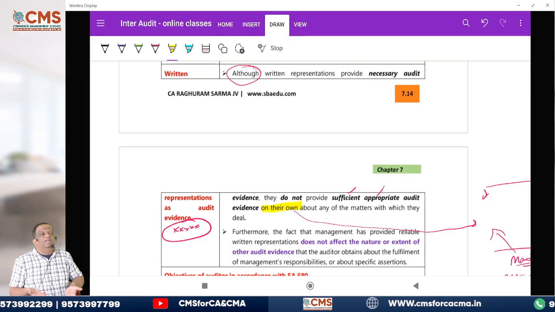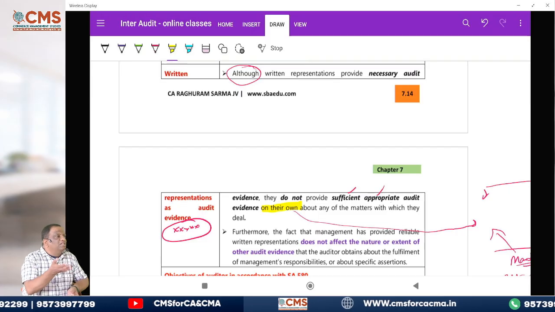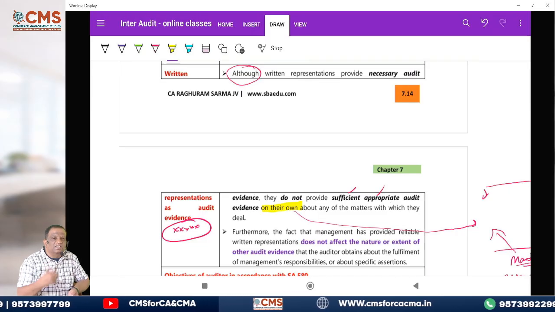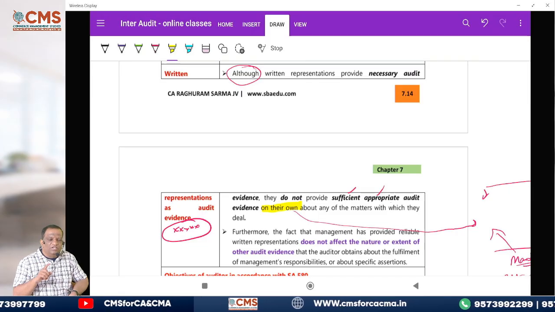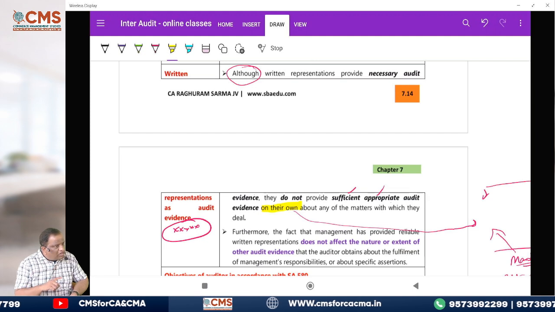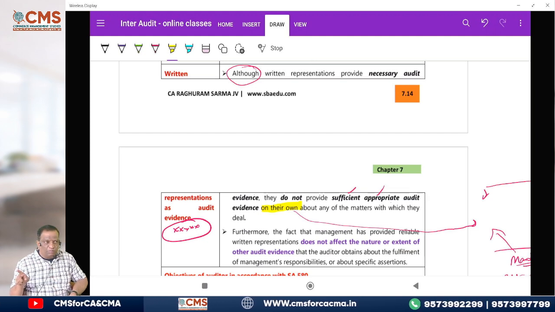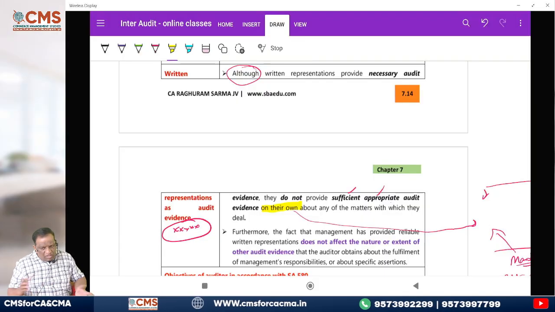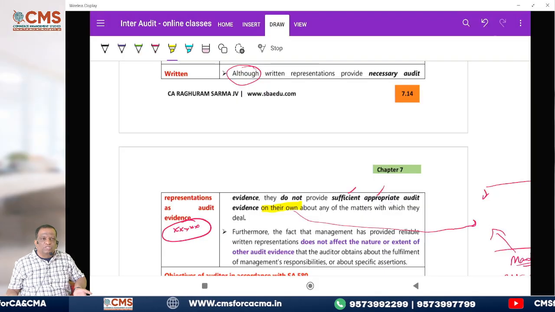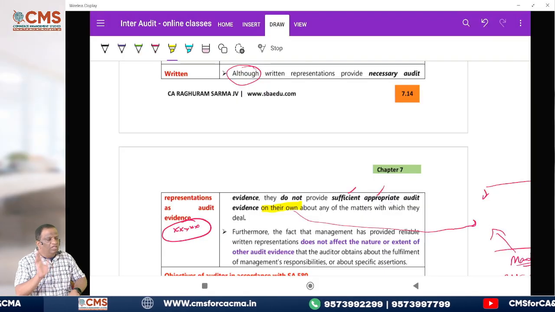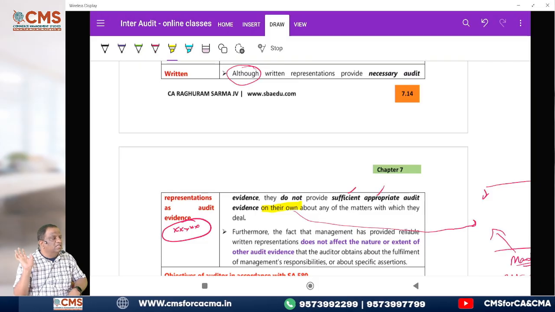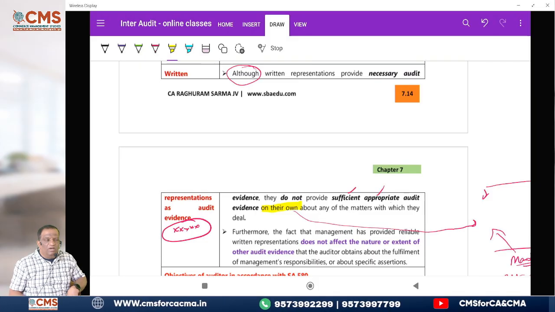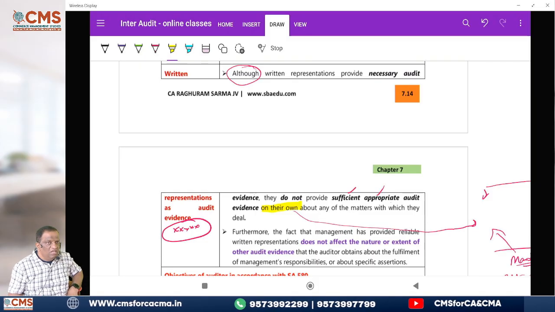Can I really take that representation as a sole evidence and start signing the balance sheet? The answer would depend on whether there are alternate procedures possible or no alternate procedures possible. In the example I gave you, inventory, you can go and physically verify. There are alternate procedures possible. So therefore, they won't allow you to take this as a sole audit evidence. Then it cannot form sufficient appropriate audit evidence, because you can do.